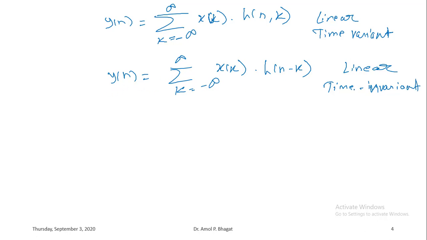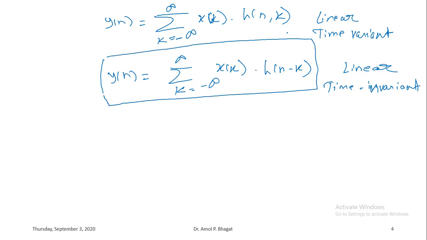It is a discrete time system, but the response of a linear time invariant system can be identified by using this equation. So instead of h of n comma k, we can directly write h of n minus k, right? Correct. So that is the response of a linear time invariant system. This equation is also called the convolution summation, and it is the formula for convolution sum.